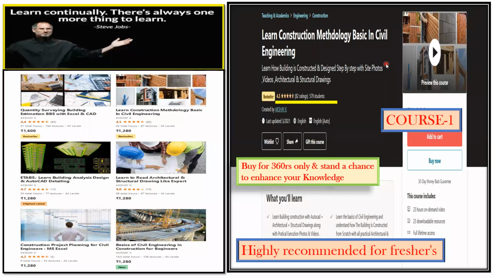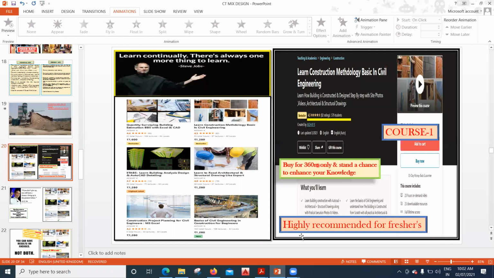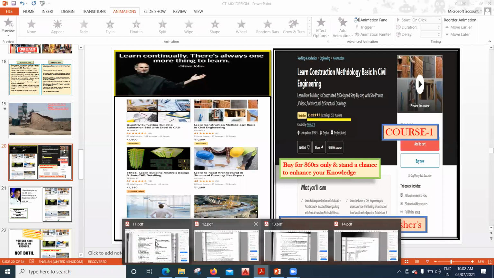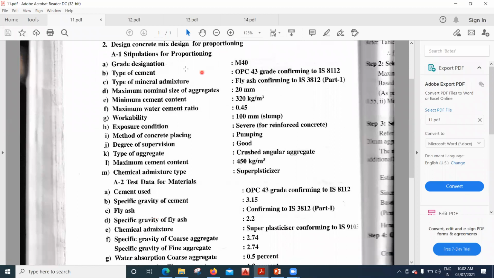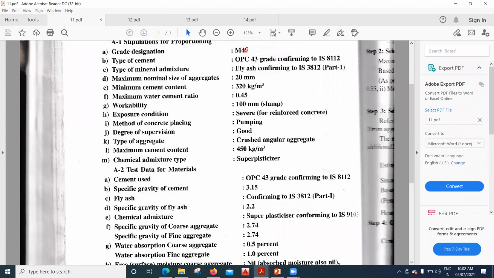Hello learners, in this lecture we'll take one more problem on the mix design and try to understand that. This is the question we have. This time we need to design our concrete for M40 grade of concrete. The type of cement is OPC, ordinary Portland cement of 43 grade. Type of mineral admixture: we are making use of a mineral admixture in this particular numerical. So they are telling us to make use of fly ash.